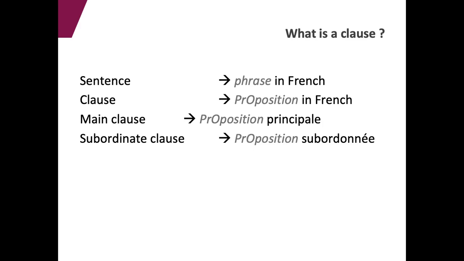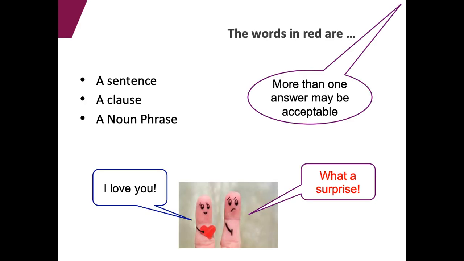So a proposition, a clause if you want, is a group of words organized around a verb. Okay, a clause is a group of words organized around a verb. Then you can differentiate the main clause from the subordinate. So main clause proposition principale, subordinate clause proposition subordonnée. We'll come back to that. So let's try to illustrate these differences with examples.